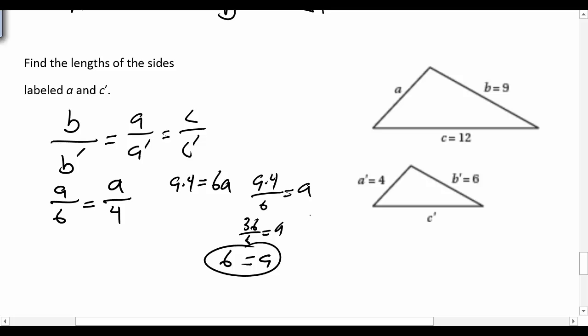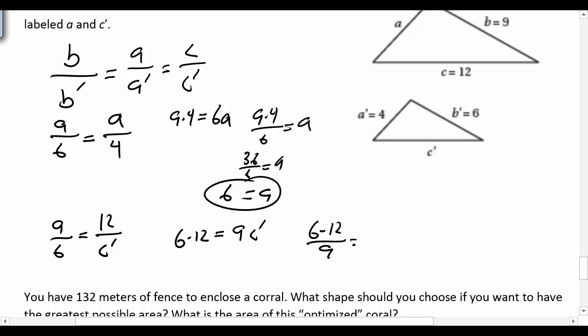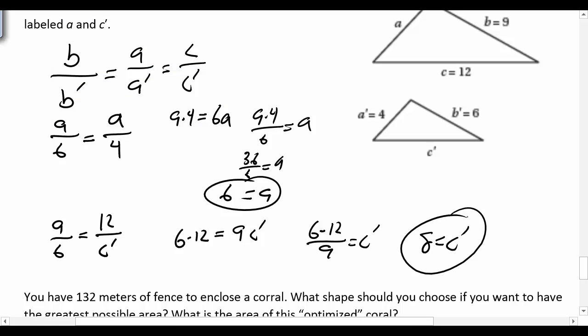Okay, similarly, I can do the same thing with C. So 9 over 6 equals 12 over this missing side. So cross multiply. So 6 times 12 equals 9 times the missing side. Then I can divide by 9. So 6 times 12 over 9. And we'll go to a calculator for that. So 6 times 12 divided by 9 is 8. So 8 is the missing side.